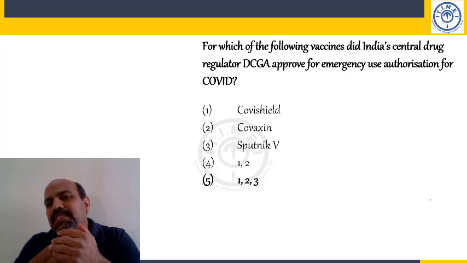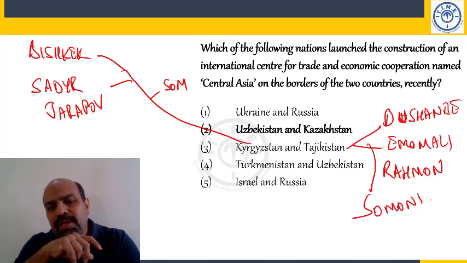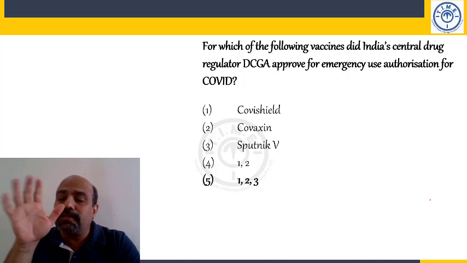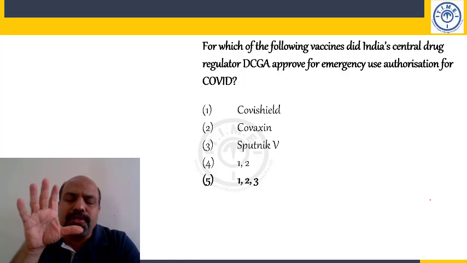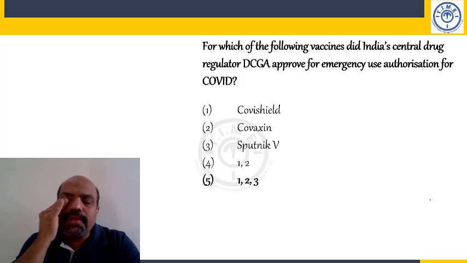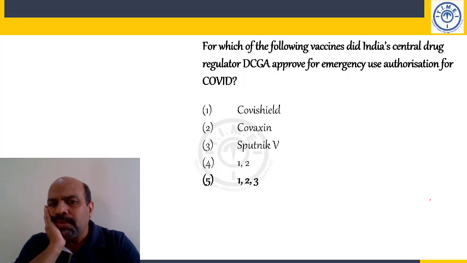For which of the following vaccines did India's Central Drug Regulator, the Drugs Controller General, approve emergency use authorization for COVID? I already discussed Israel and Russia, so we will not go there. It should be DGCI, there is an error, I think: the Drugs Controller General. The answer is all of them actually. Emergency use, there has been Sputnik V only.